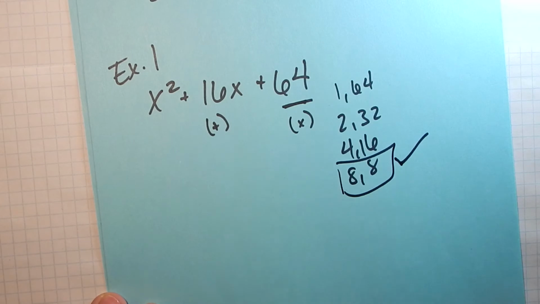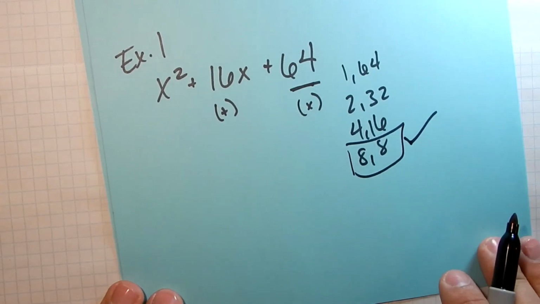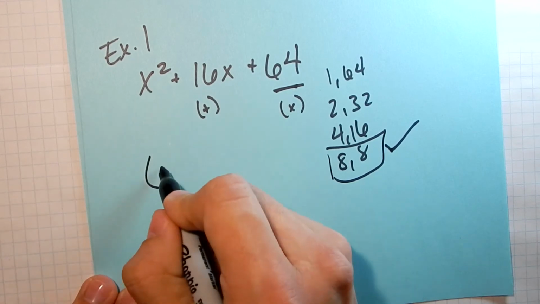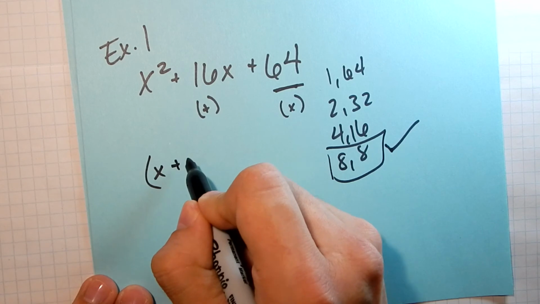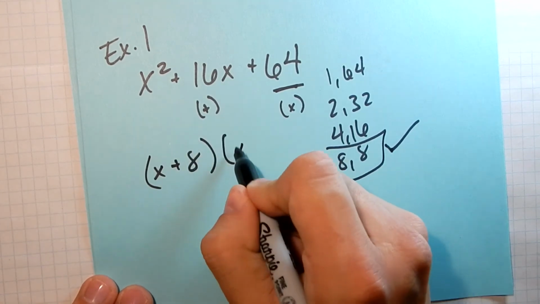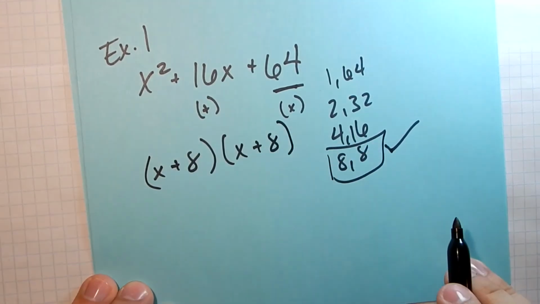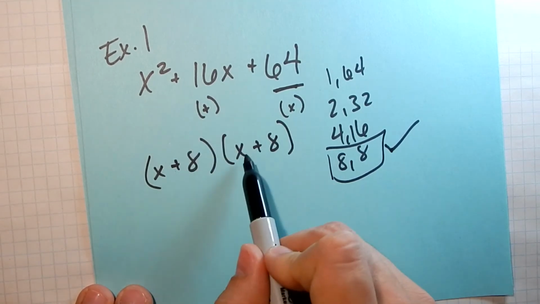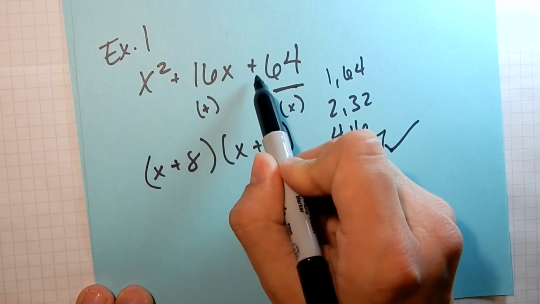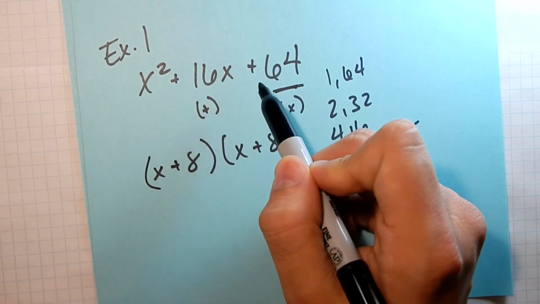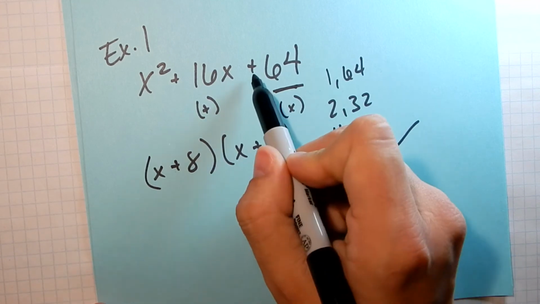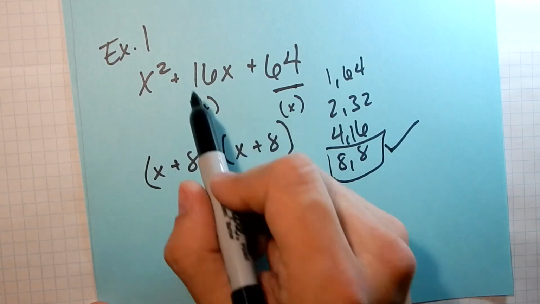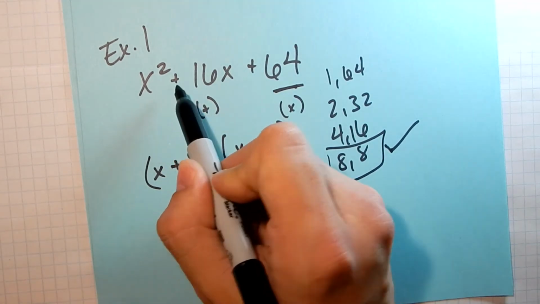So we have to write the factored form of this. Our first term is going to be x in both of our factors. So we're going to say x plus 8 times x plus 8. Now, the nice thing is we have two positive signs, and the reason we know that is because our product was positive. So that meant we could have gotten that one of two ways. Positive times a positive is a positive, or a negative times a negative is also a positive. But in this case, this sign tells us that they're both positive.